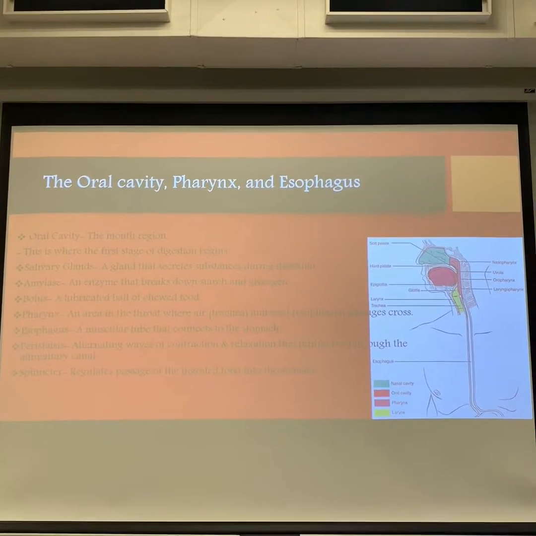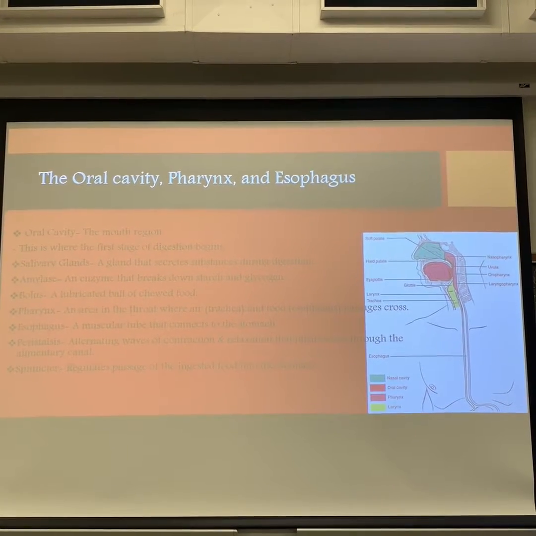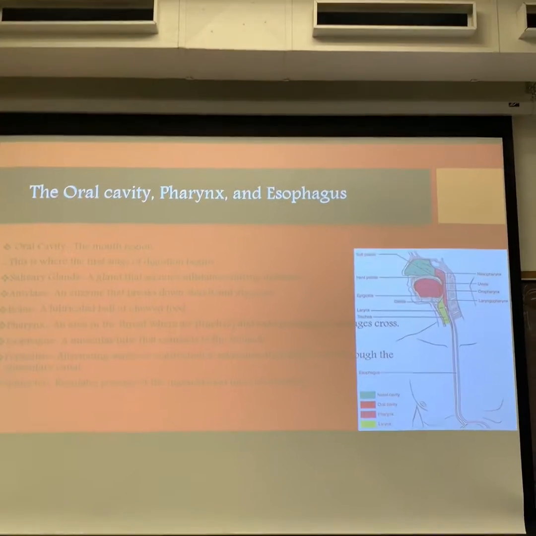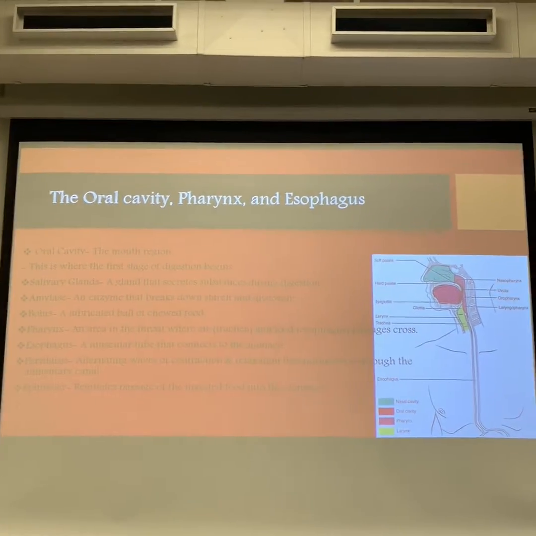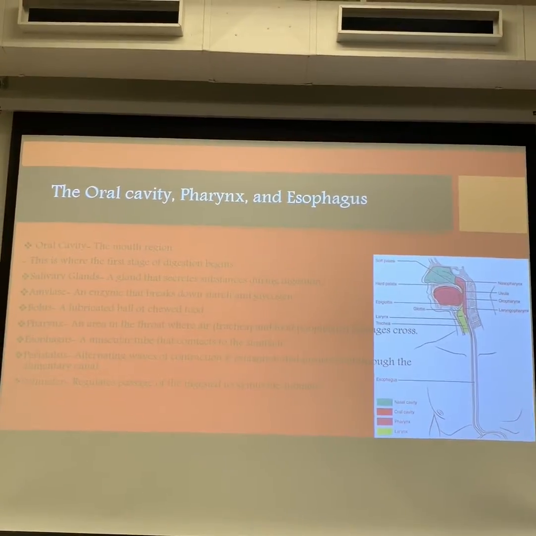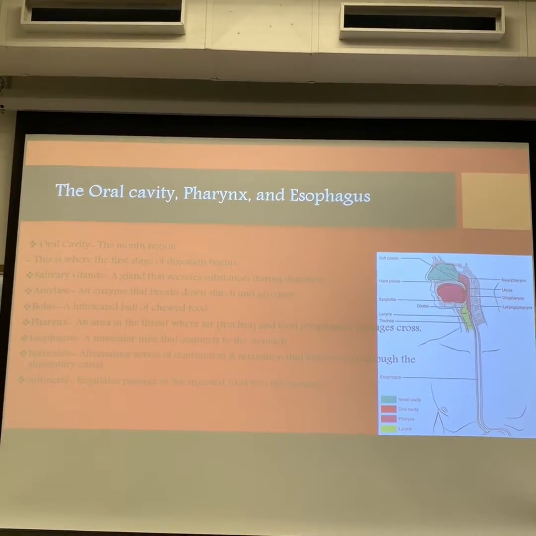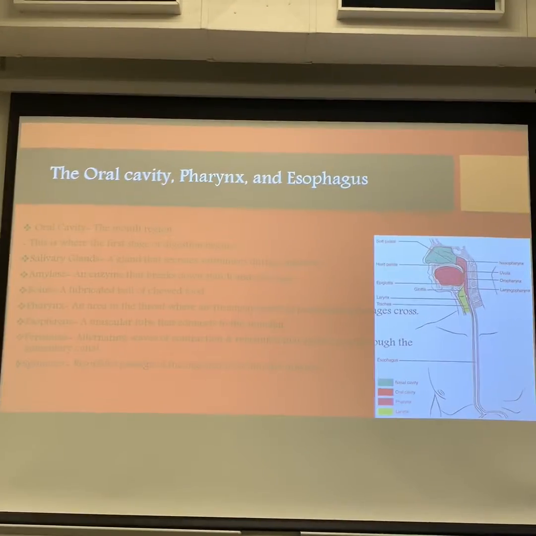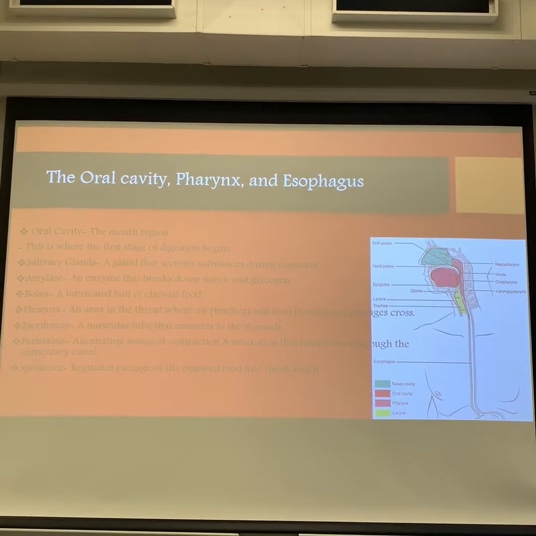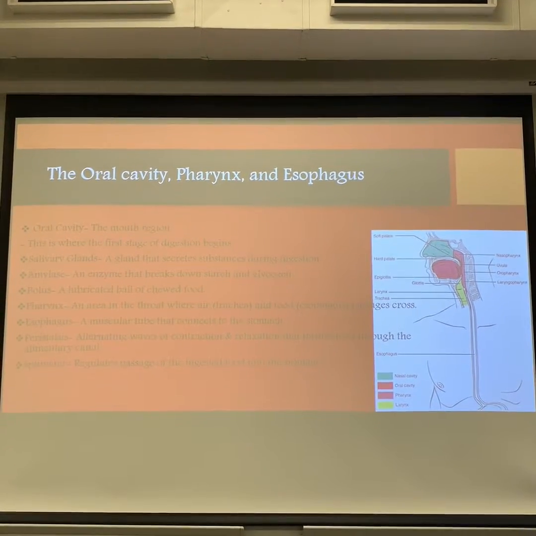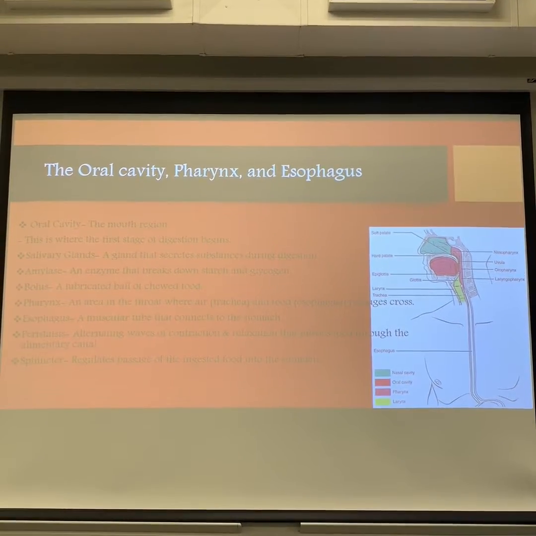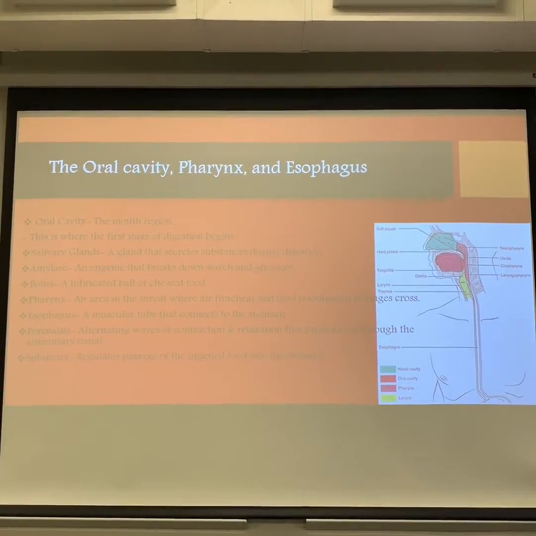Peristalsis happens within the esophagus. It uses alternating waves of contraction and relaxation to push food. Once the bolus reaches the end, the sphincter, which is a ring-like valve of muscle, regulates the passage of ingested food into the stomach.